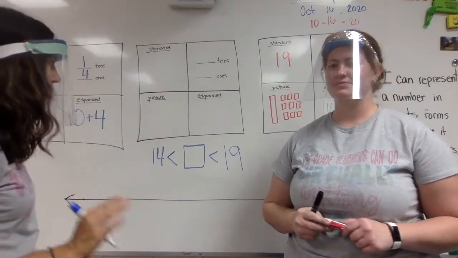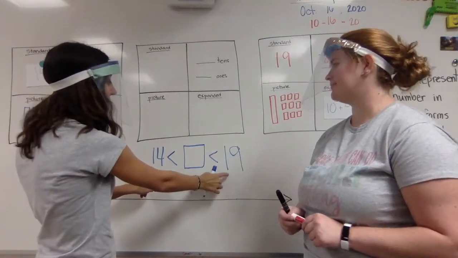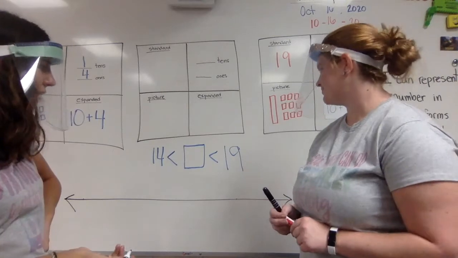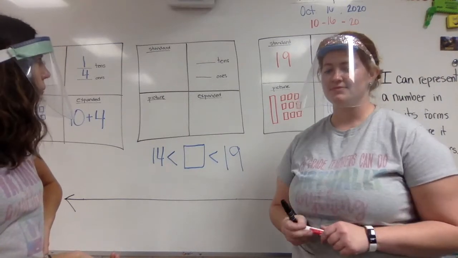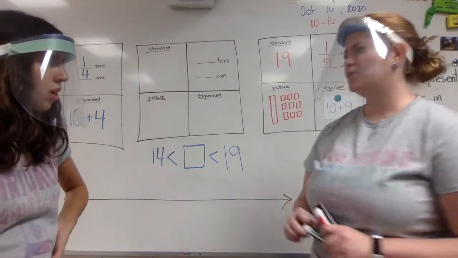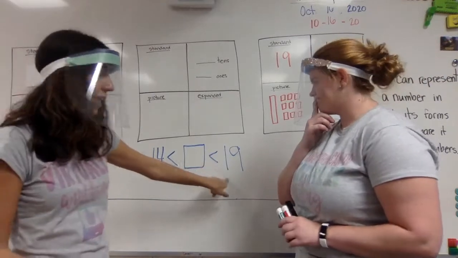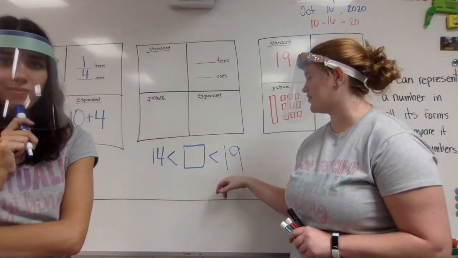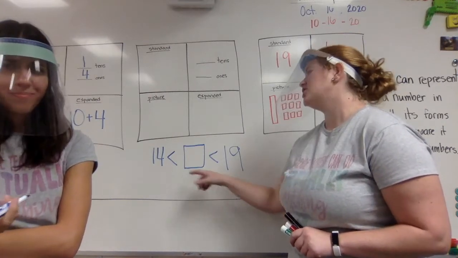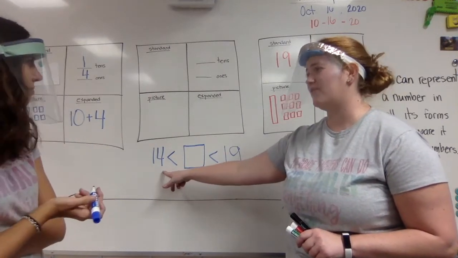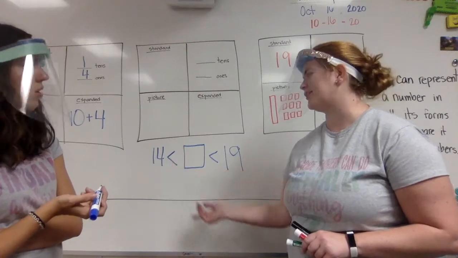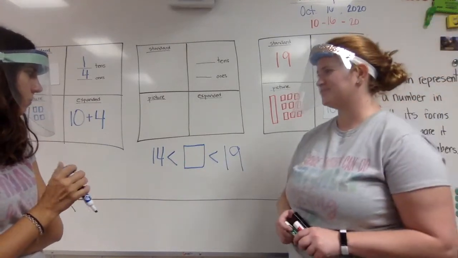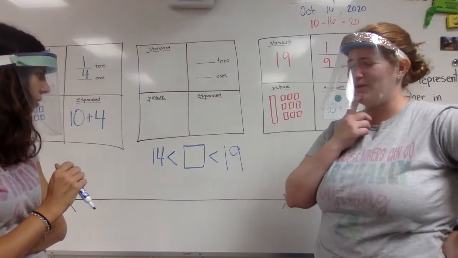Well, Miss Lime, I'm thinking about this. I know that whatever number we pick should have something in the tens place because there are tens. So what about 12? I know that 12 is less than 19, so it could go there for the 19. But 12 is not more than 14. 14 would be greater than. So I don't think 12 would really fit in the box. So it needs to be bigger than 12.